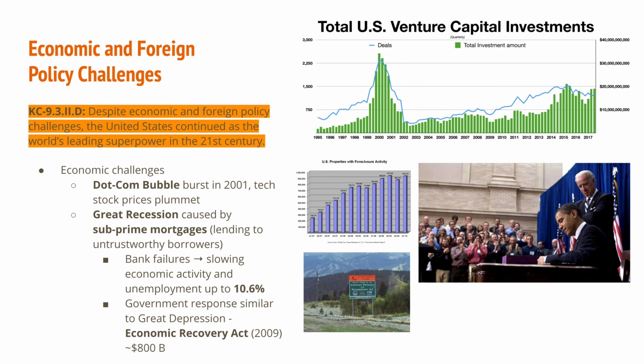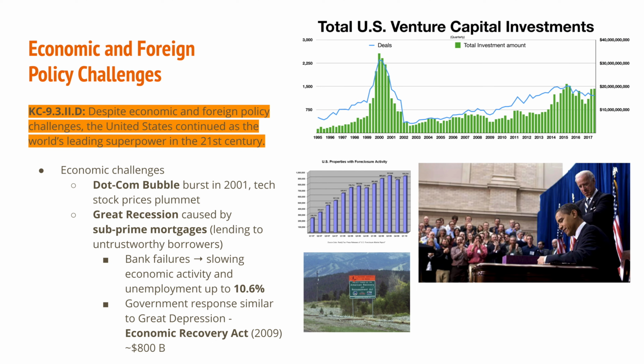All right, so economic and foreign policy changes. Despite economic and foreign policy challenges, the United States continued as the world's leading superpower in the 21st century. For the economic challenges, the dot-com bubble burst in 2001. We alluded to this in the previous lecture about technology, and tech stock prices plummet.